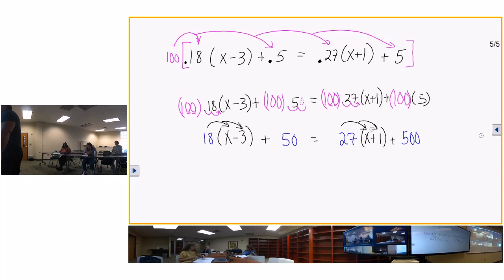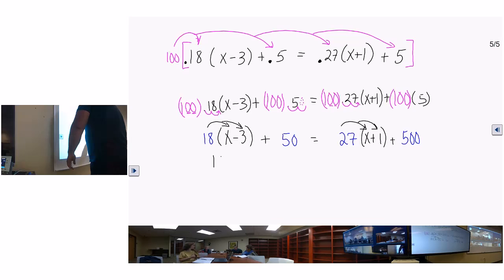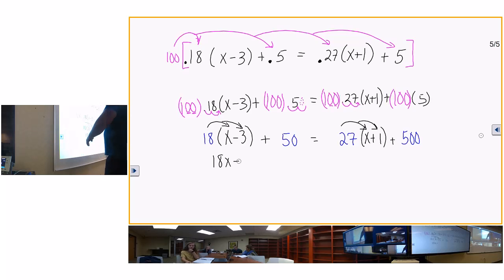My bad. That makes it 18x minus, oh gosh, we can't do 18 times 3 because we'd have to use a calculator. How about 54?